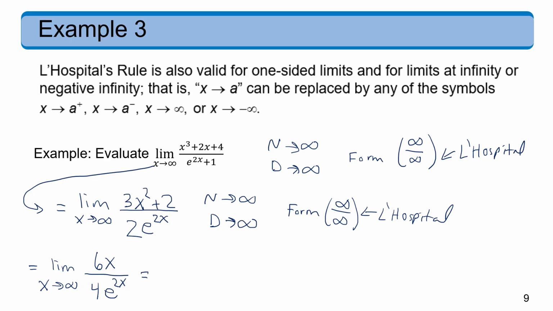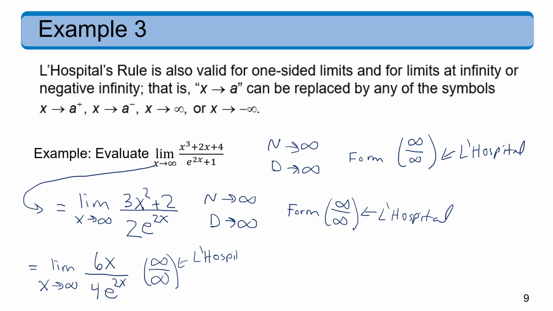So let's just evaluate again what's happening with our limit. As x goes to infinity, 6x also goes to infinity. And the denominator e to the 2x also goes to infinity. So we're still in the infinity over infinity case. So we can use L'Hopital's rule a third time.